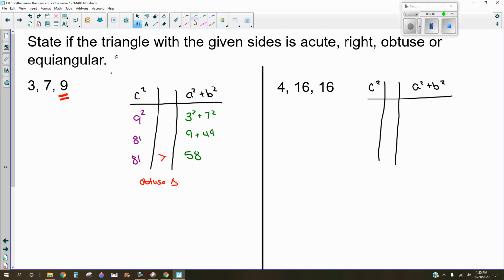Okay, let's look at our numbers. These are equally big. They're the biggest, so just pick one of them to become C. So we'll make that one into our C, which means the other two are A and B. So this is 16 plus 256, which is 272. And on the other side, we have 256.